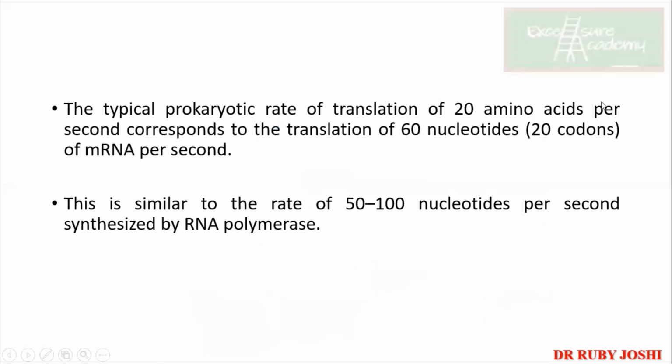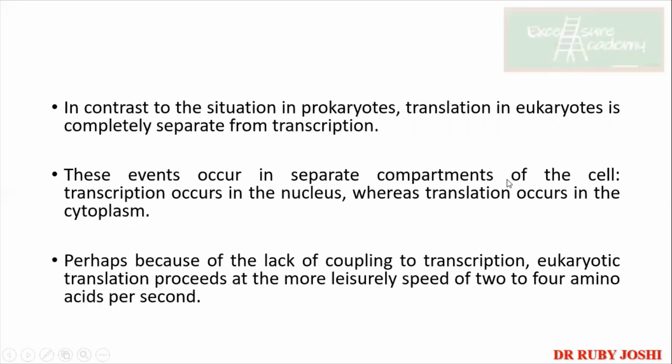Yes, ma'am. Yeah, simple topic, and these are the words which people ask in the exam. I'll tell you what are those. So the typical prokaryotic rate of translation is 20 amino acids per second. It means translation of 60 nucleotides, that is 20 codons of mRNA per second. Which is similar to the rate of 50 to 100 nucleotides per second synthesized by RNA polymerase. इसका मतलब almost transcription and translation same rate में चलता है आपका, ठीक है?